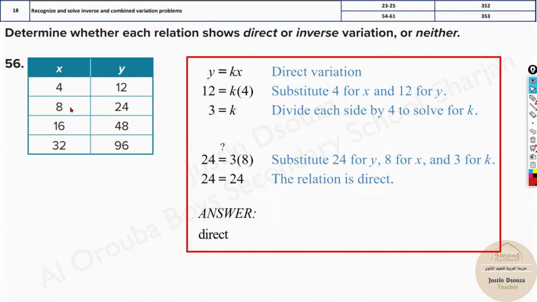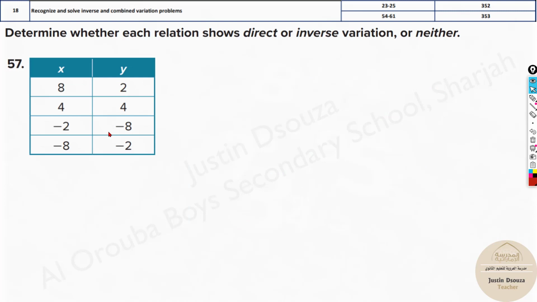Now, for the next one, check whether this works. If you multiply 8 by 3, are you getting 24? Yes. If you're multiplying 16, yes, it is true. So this is very simple. Direct variations are very easy. You can just see over here 4 times 3 is 12, 8 times 3 is 24, 16 times 3 is 48. Same way over here 32 times 3 is 96. That is directly varying.